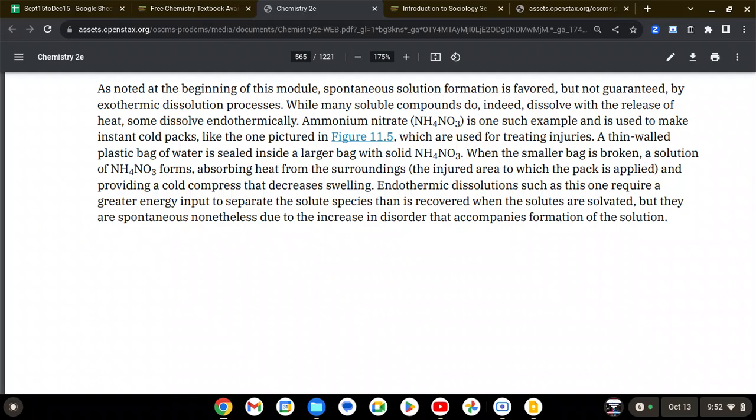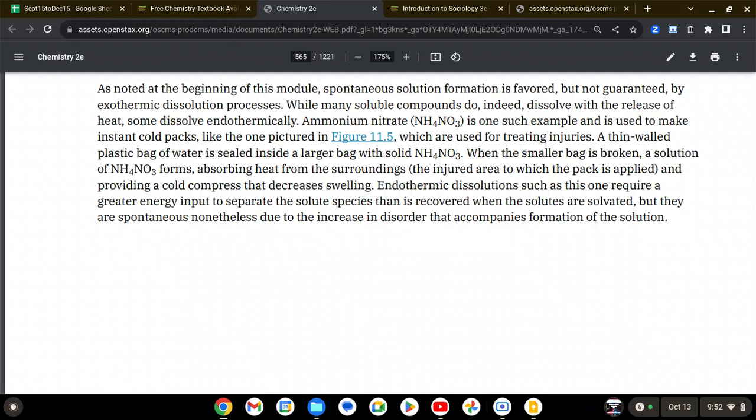Which are used for treating injuries. A thin-walled plastic bag of water is sealed inside a larger bag with solid ammonium nitrate. Then the smaller bag is broken. A solution of NH4NO3 forms, absorbing heat from the surroundings, the injured area to which the pack is applied, and providing a cold compress that decreases swelling.